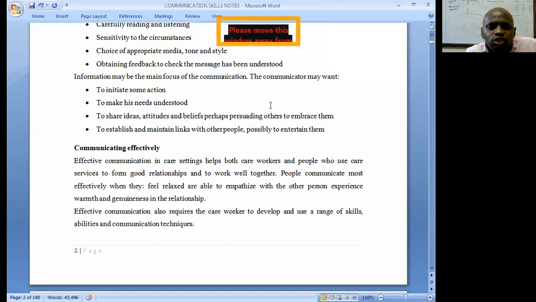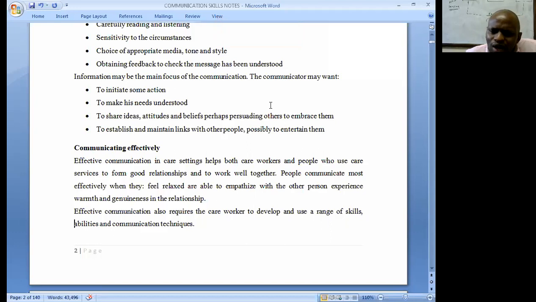So effective communication also requires that care workers develop and use a range of skills, abilities, and communication techniques. So communication is very critical. You must have a certain technique when you're communicating so that those people will be able to understand what you say. You also need to have various skills that are very critical when you are communicating.